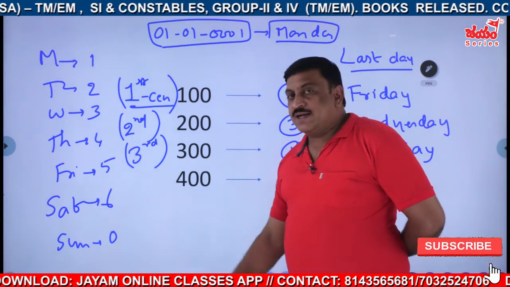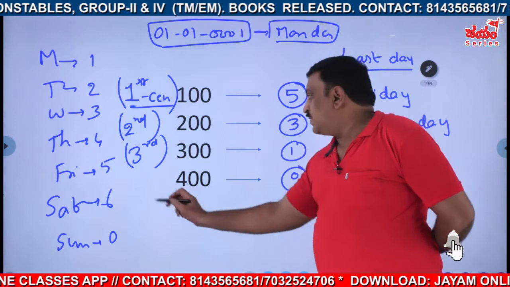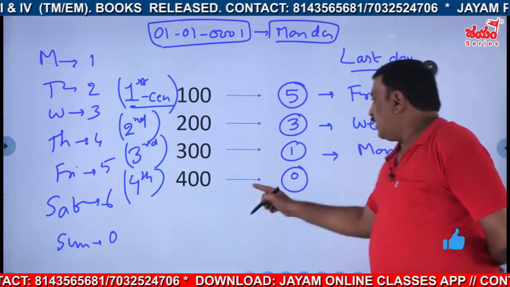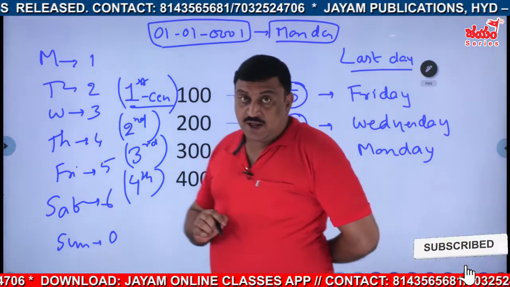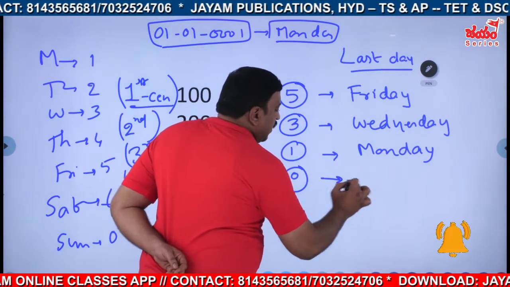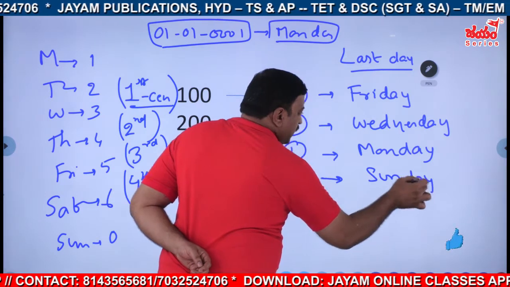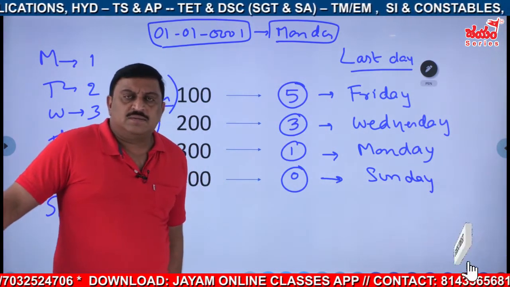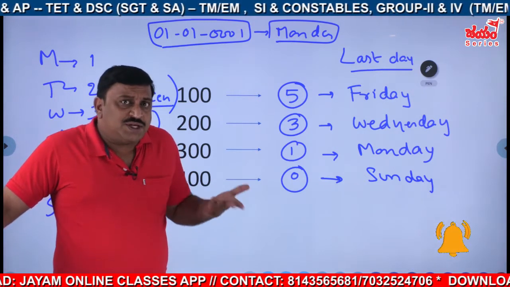And 400 years over, that means the 4th century is over. So the odd days are definitely 0. What does 0 mean? It should be Sunday. The last day of the century is Sunday. The last day of the fourth century is Sunday. Clear? Then what is the next century?